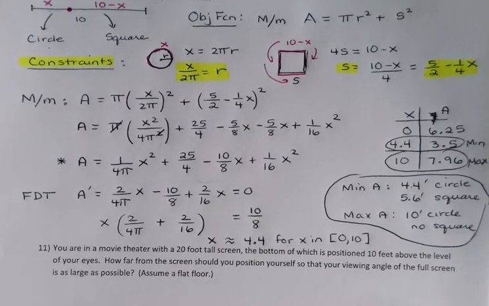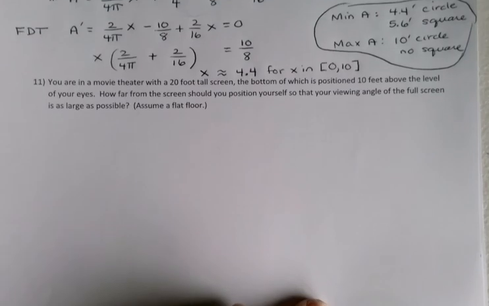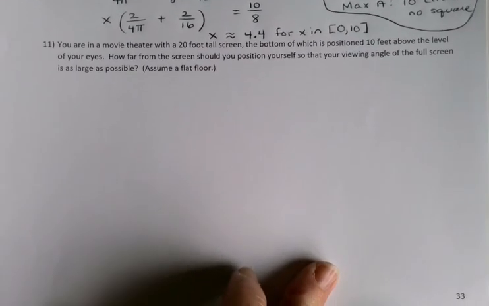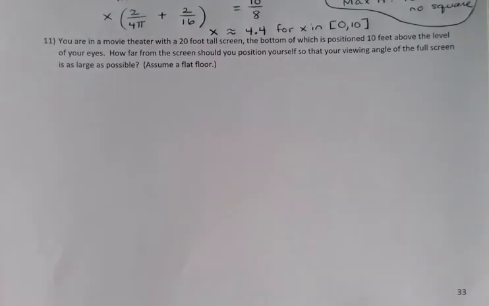All right, let's go to number 11. In number 11, we're in a movie theater with a 20-foot tall screen, the bottom of which is positioned 10 feet above the level of your eyes. How far from the screen should you position yourself so that your viewing angle of the full screen is as large as possible? One unrealistic thing here, we're going to have to assume a flat floor, which of course is not true in most movie theaters, but it's going to be in our movie theater.